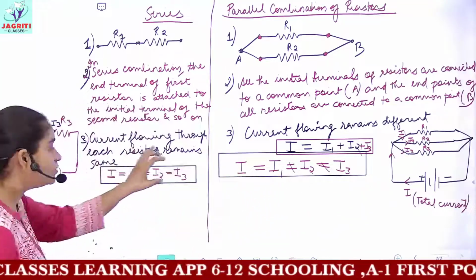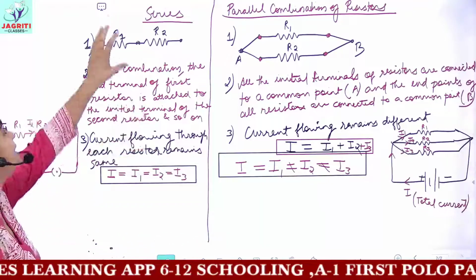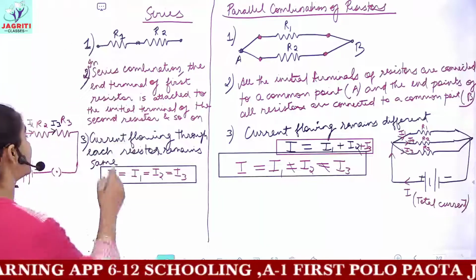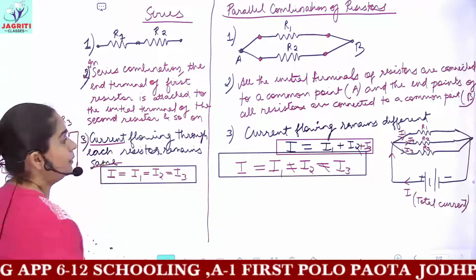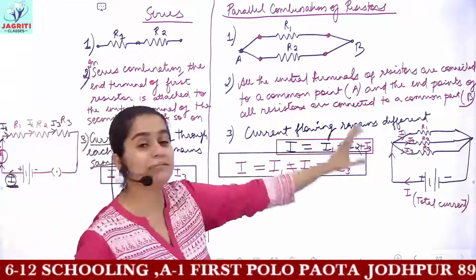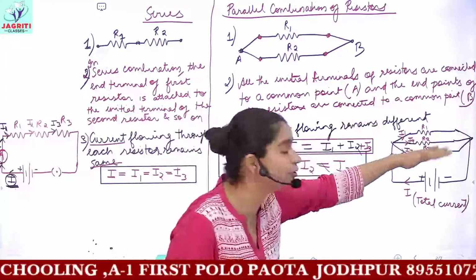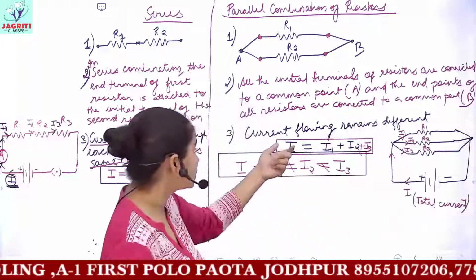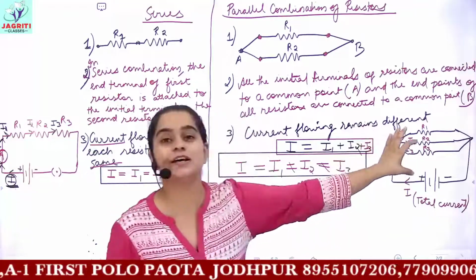Here all the values of current are equal. You can say in short, in series combination current remains the same. But in parallel combination current is different in each of the resistors, and the total current is equal to the sum of all the currents.